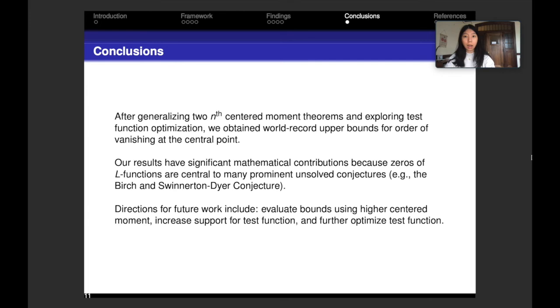In conclusion, after generalizing the n-centered moment theorem and exploring test function optimization, we obtained world record upper bounds for order of vanishing at the central point. Our results have significant mathematical contributions because zeros of L-functions are central to many prominent unsolved conjectures, like the Birch and Swinnerton-Dyer conjecture. Directions for future work include evaluating bounds using higher centered moments, increasing support for test functions, and further optimizing the test functions.